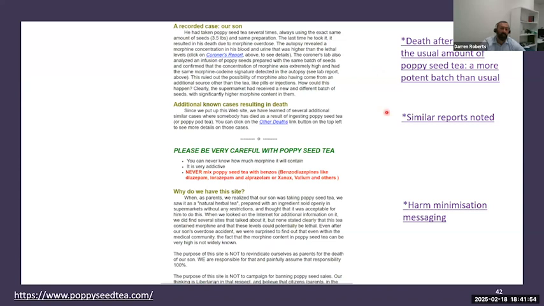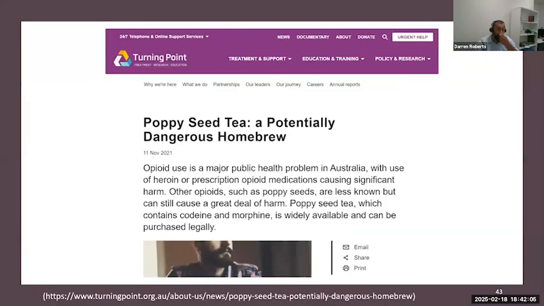And they mentioned there's been similar reports, and then they give some really great harm minimization messaging around this. So I think it's quite a powerful website, but it really comes from a point of sadness. And that was a US site. But we know that this has happened in Australia. As mentioned, most of us are aware of at least 1 or 2 cases that we've been involved with over the years.